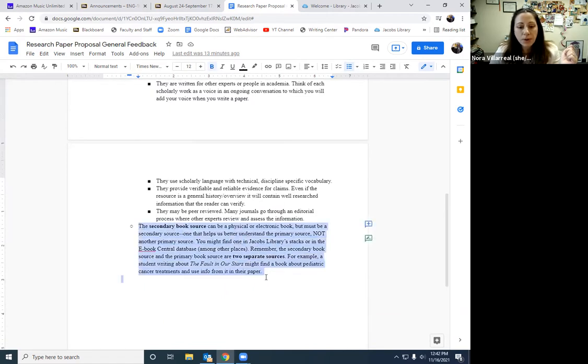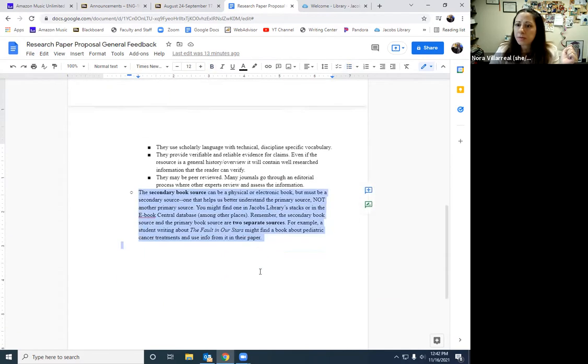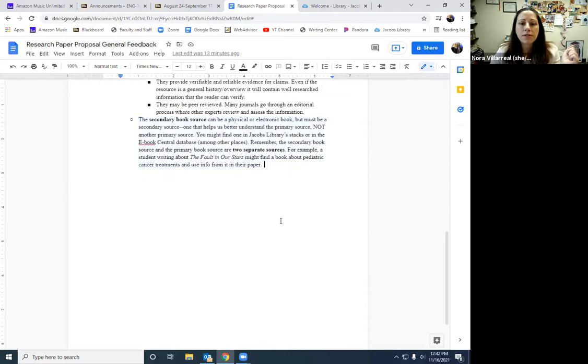Okay, my last bullet point here is just about the secondary book source, because this can be confusing for some writers. So do keep in mind that the secondary book source, it can be a physical book or an electronic book, either way is fine, but it must be a secondary source. Did you hear me say that? It has to be a secondary source. In other words, it needs to help us better understand the primary source, okay?